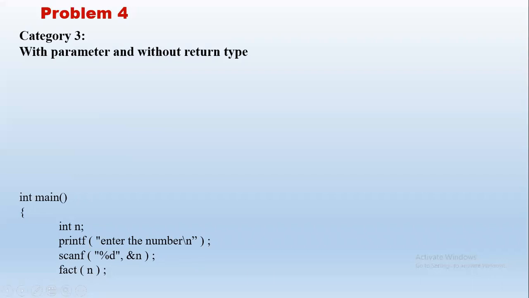And it is without return type, so we will not get back the answer, unlike the second category. We will print the answer in the function itself. fact of n is the function call. As soon as the compiler encounters this, say we have taken n as 5, fact of 5 is passed. Now this goes to the function declaration. Note that the function declaration is also a prototype. It gives us information: we have a parameter passed, which is int n. The name of the function is fact, and void indicates there is no return type. We are not returning any answer back to main.